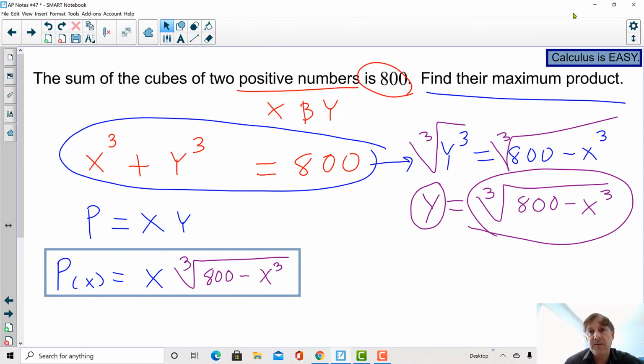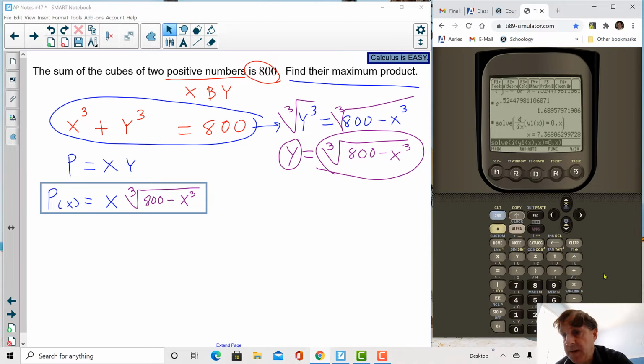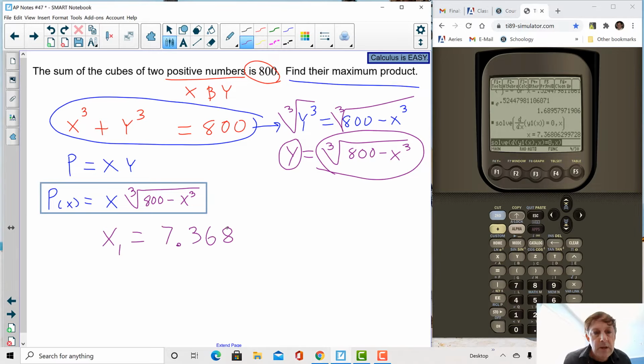Okay, let's go type that in our graphing calculator. We're going to type it in on y1. Don't forget to put multiplication in between x and that third root. Remember, the third root is a power of 1/3. Now we're going to go to the home screen and solve where the derivative is 0. Okay, we're getting 7.368.